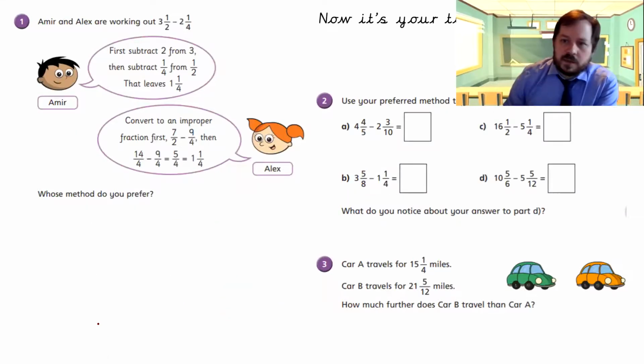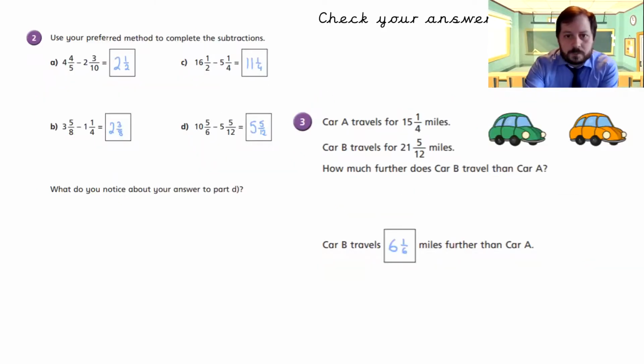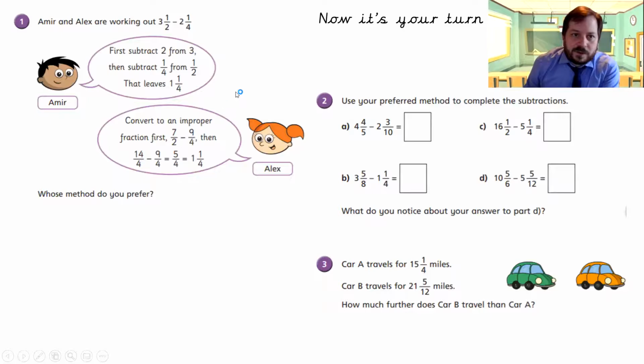Okay, so here's a few questions for you. Pause now and have a go. Okay, so let's have a look at these answers. Let's do question 1 first. All this is actually is you just having a look at the 2 methods, either converting to improper fractions or dealing with the whole numbers first. So which one do you prefer is the only question it's asking there. I think I prefer the top method, but that's me personally.